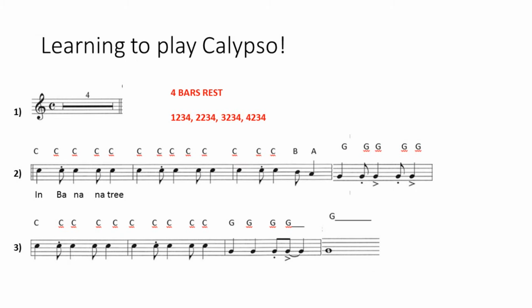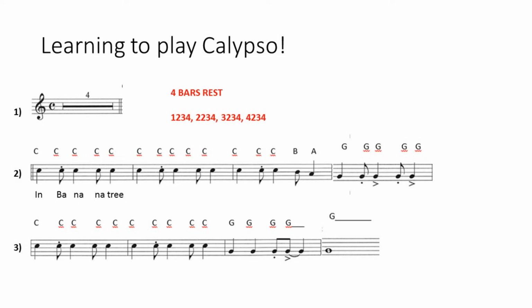So now we've listened to Calypso, we're going to learn how to play it. Now the piece begins with four bars rest. We've done this many times now in our other pieces. So remember, we count 1, 2, 3, 4, 2, 2, 3, 4, 3, 2, 3, 4, 4, 2, 3, 4. Remember to do that before you play your first note on your recorder.